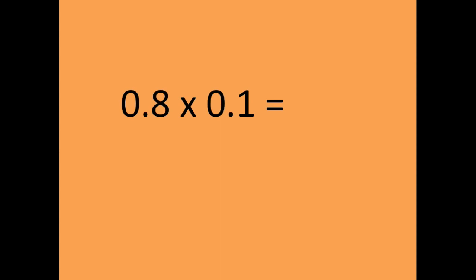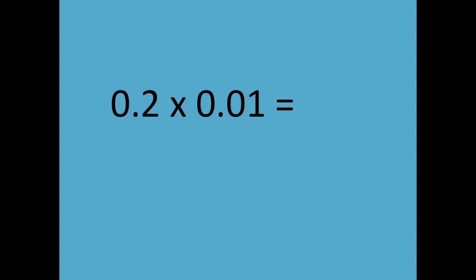8/10 is going to get 10 times smaller because we are multiplying it by 1/10. My decimal point will move 1 place value to the left to show 10 times smaller. 8/10 times 1/10 equals 8/100.